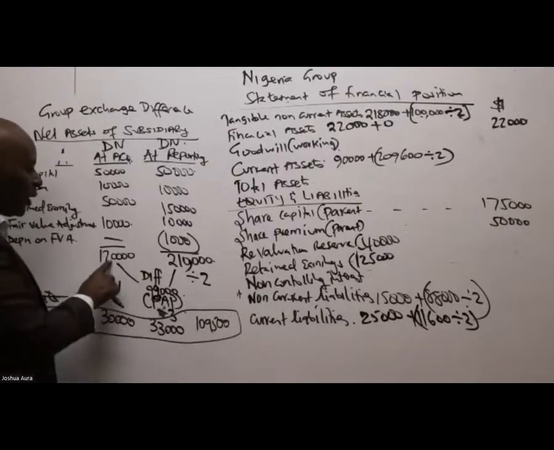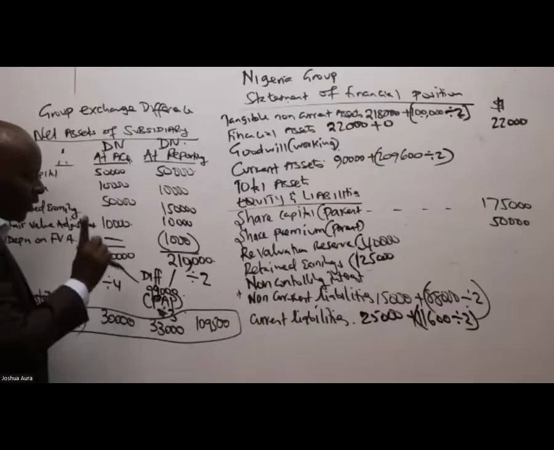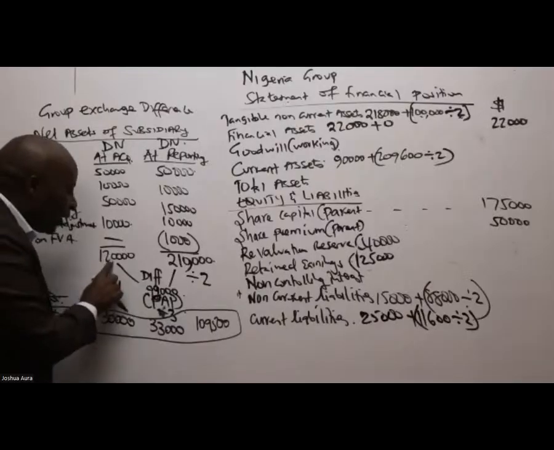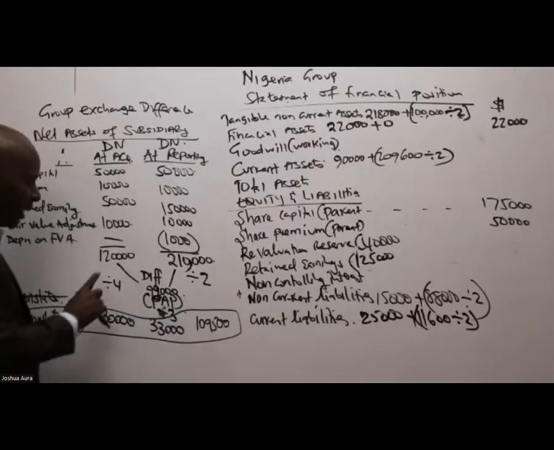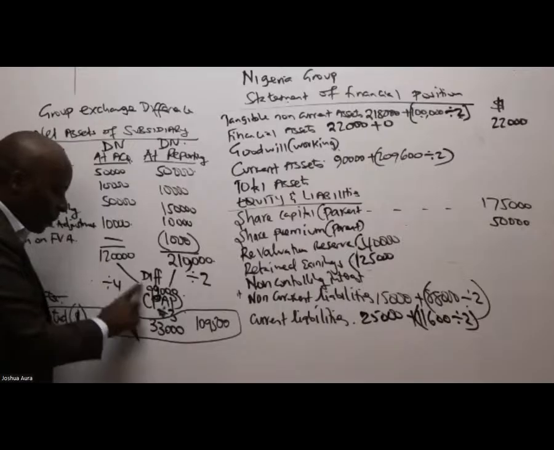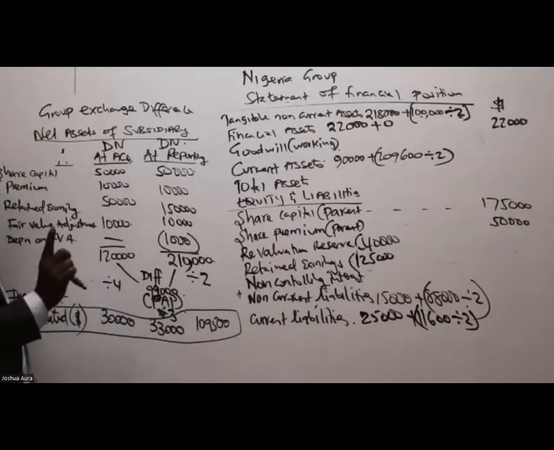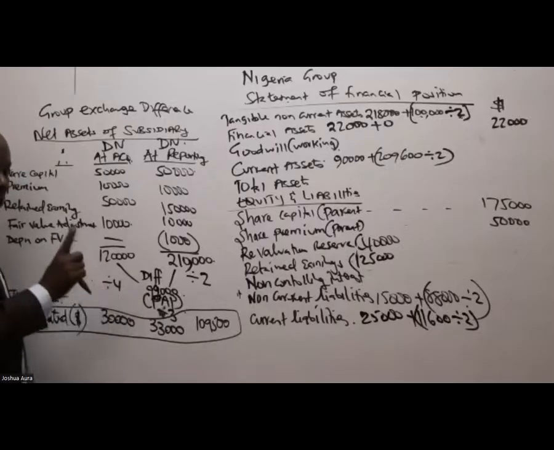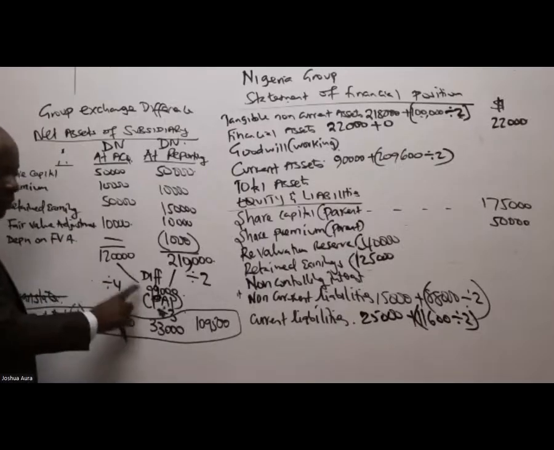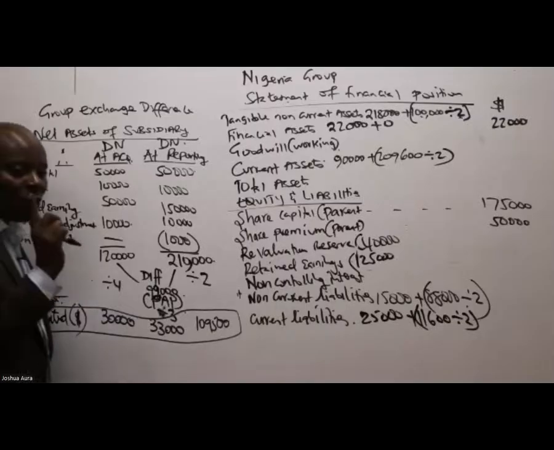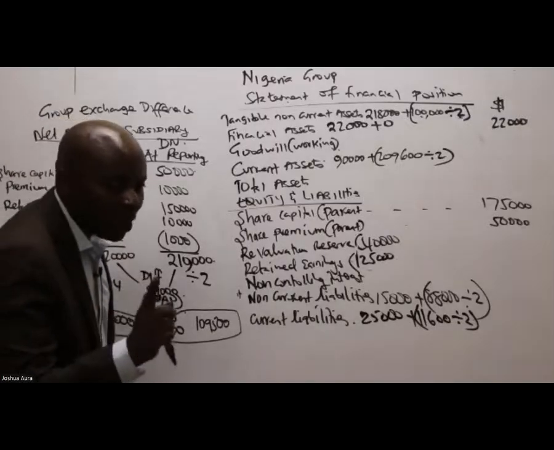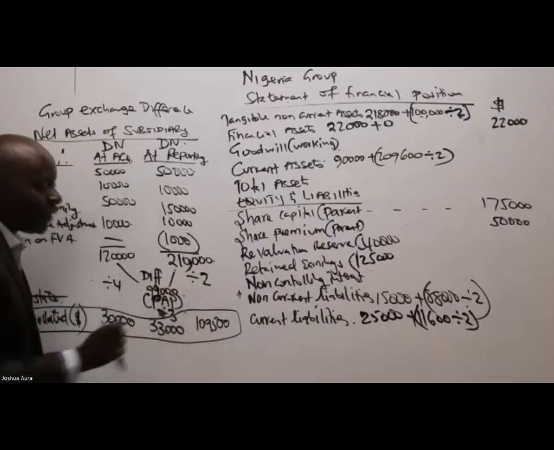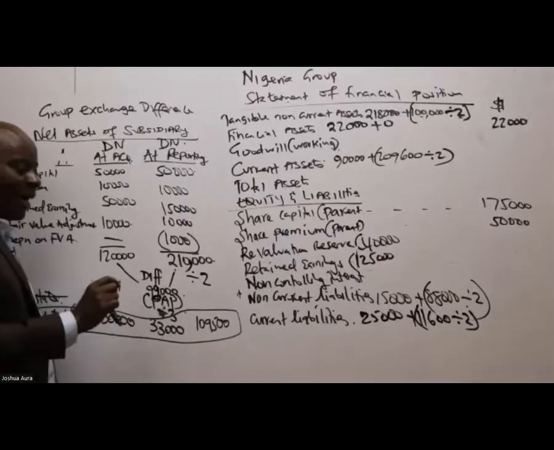When you take 120,000 plus 99,000, can somebody help me with this? Please add this and this. 120,000 plus 99,000 gives me what? Somebody. It gives me 219,000, which happens to be the closing. So there is a perfect match.